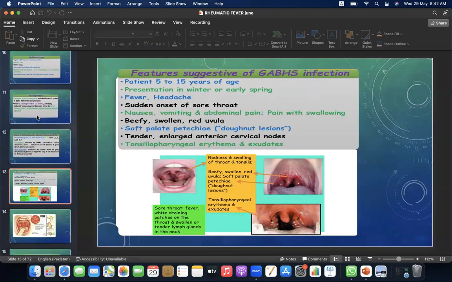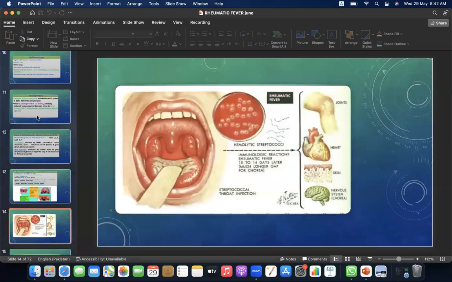So yeah, I've explained this. Now you can see there is a pictorial representation of the rheumatic fever. You can see the joints, heart, skin, and nervous system.